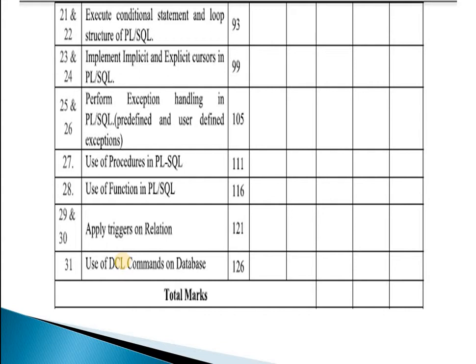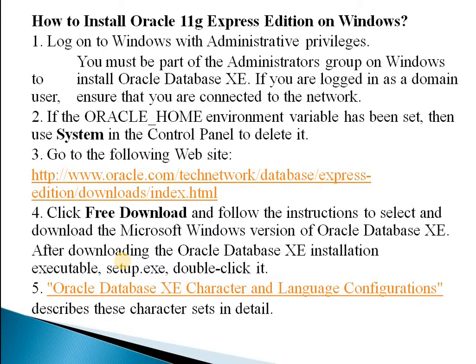Let us see the first experiment, that is installation of database. How to install Oracle 11g Express Edition on Windows? Let us see one by one with the procedure. Here, first of all, log on to Windows with administrative privileges. You must be part of the administrative group on Windows to install Oracle Database Express Edition, and if you are logged in as a domain user, ensure that you are connected to the network.